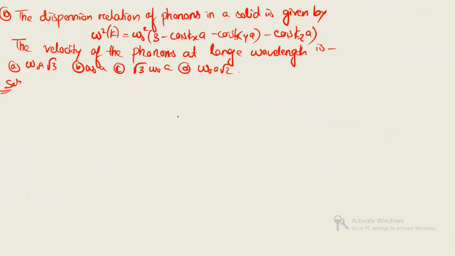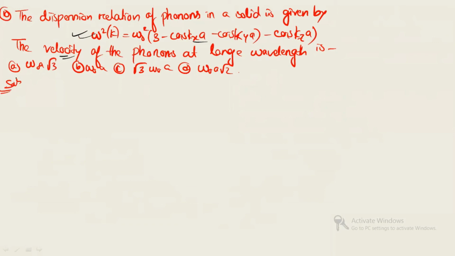Next, let us see question number 10. Here it is said the dispersion relation of phonons in a solid is given by omega square k equals omega naught square into 3 minus cos kxa minus cos kya minus cos kza. The velocity of the phonons at large wavelength is what? So the dispersion relation is given to you. You are asked to calculate the velocity of the phonons at larger wavelength. So this you can just do d omega by dk, right? This is how you can do.